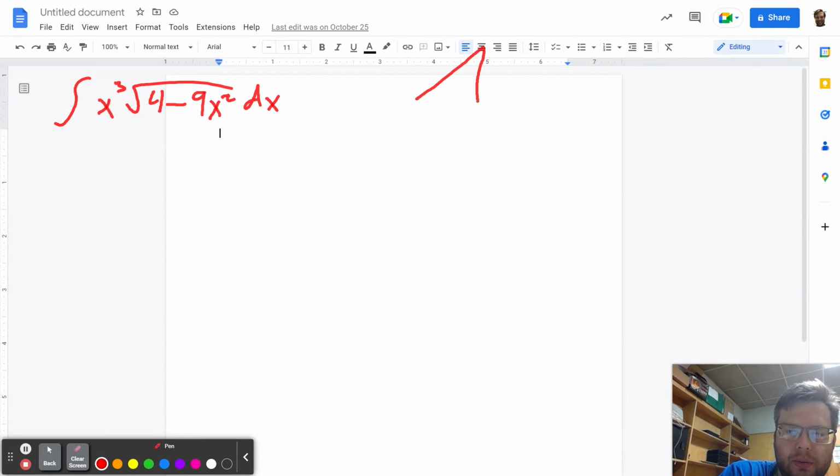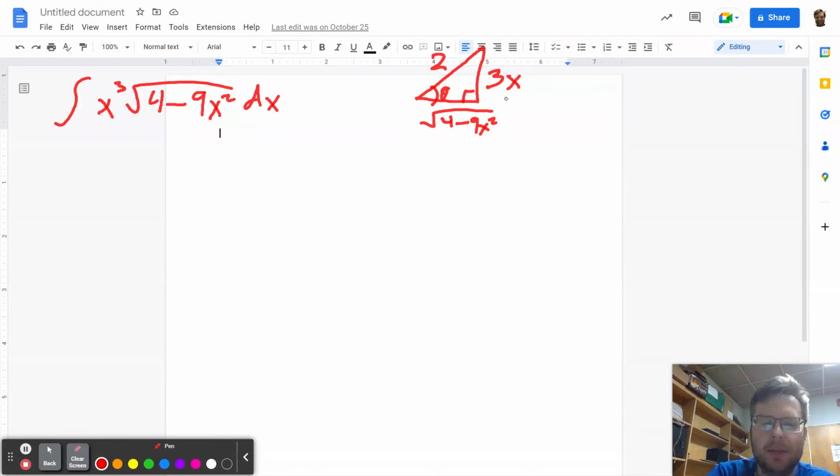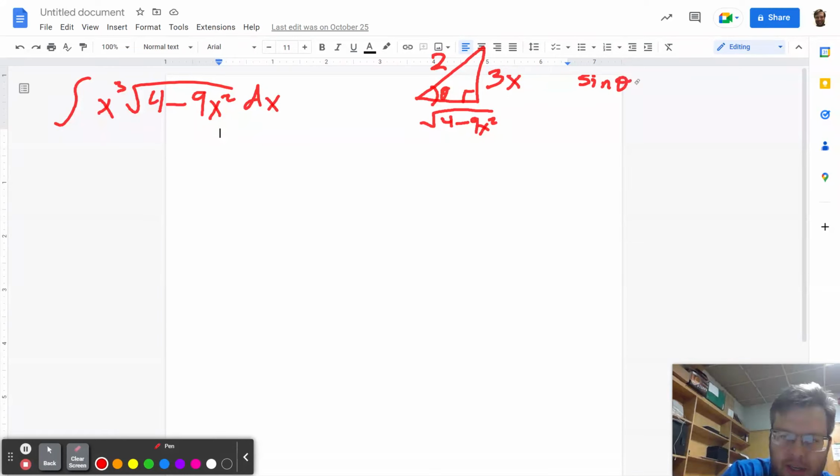So you look to the square root to tell you how to build your triangle. When you have a square root, it's either a squared plus b squared or c squared minus b squared. Here I'm thinking of it as c squared minus b squared. So this is 2, to make c squared equal 4, minus b squared, so minus 3x here, because 3x times itself is 9x squared. And this other piece becomes 4 minus 9x squared.